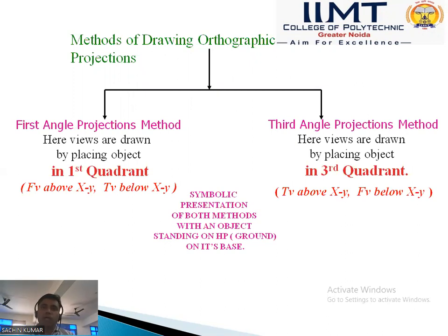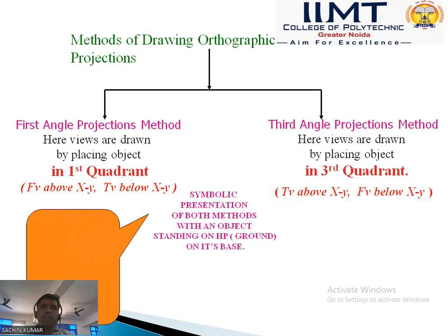If we draw the projection in first angle, the front view is above the XY line, and the top view is given below the XY line. In third angle projection, the object lies below the HP and behind the VP. If we draw the third angle projection, the front view goes below the XY line, and the top view is given above the XY line. This is the basic difference between first angle projection and third angle projection.